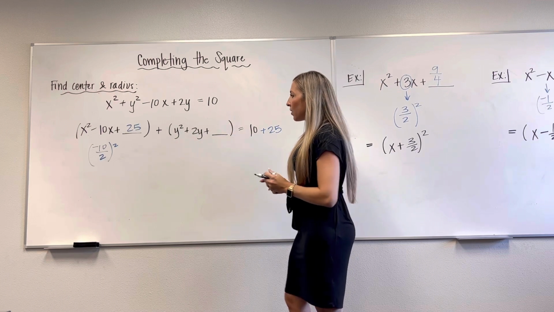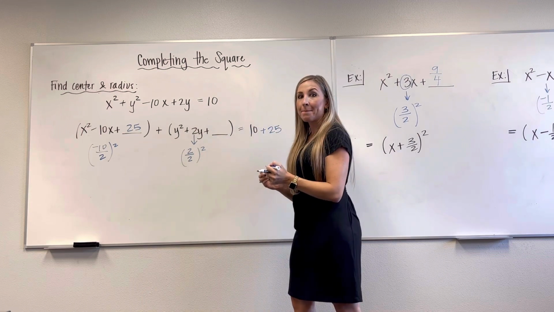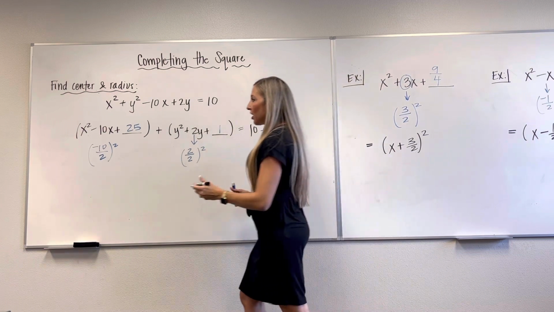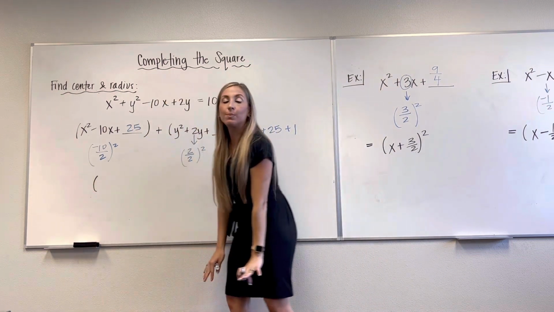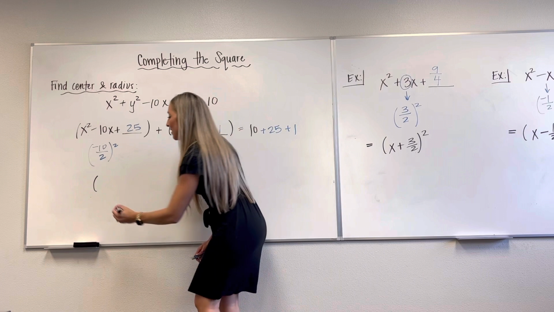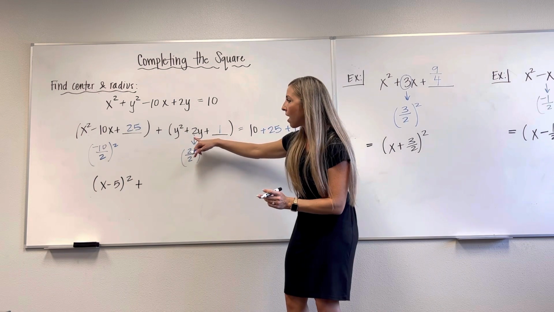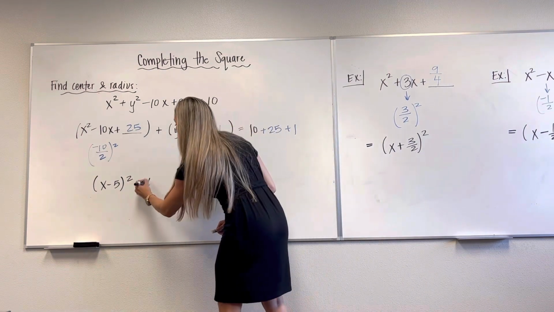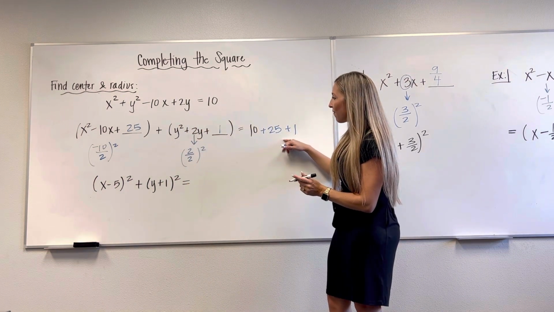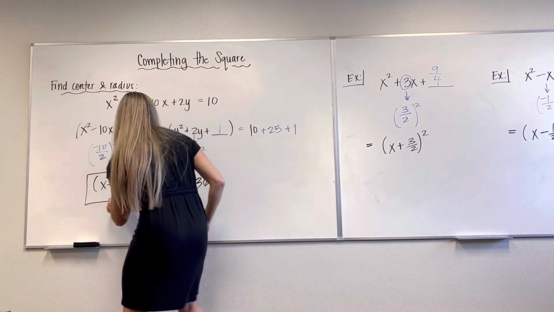And then here, what would go to complete the square? So 2 divided by 2 squared, what's that? Just a 1, right? Oh, how sweet. Okay, and then now let's factor. So x squared minus 10x plus 25, that's going to factor into x minus 5 squared plus, what will this be? y plus 1 squared equals 10 plus 25 plus 1. I know. Someone who wrote this problem loves us very much. They give us such nice numbers.